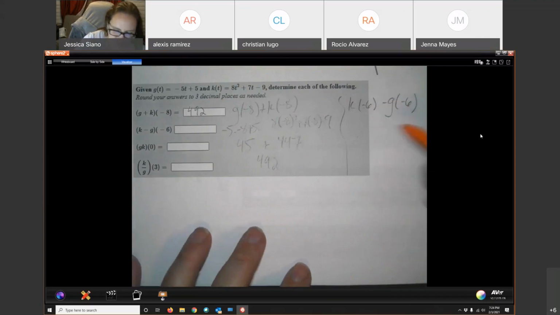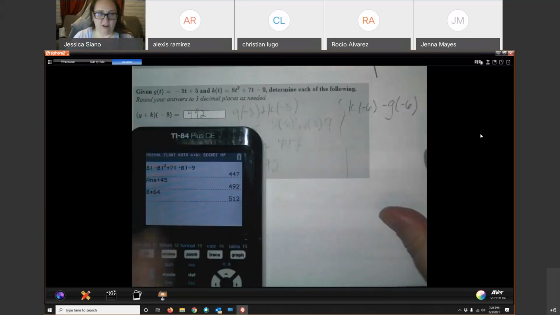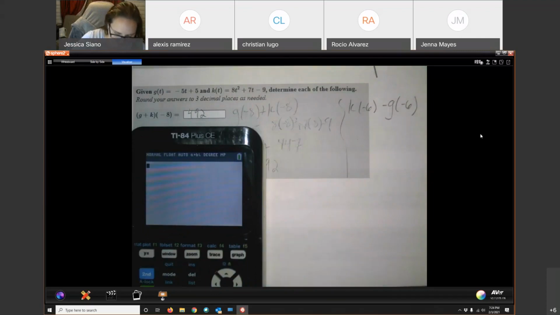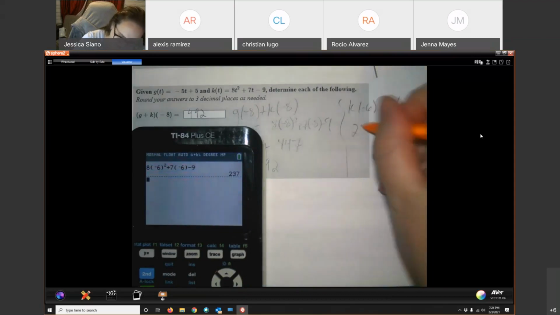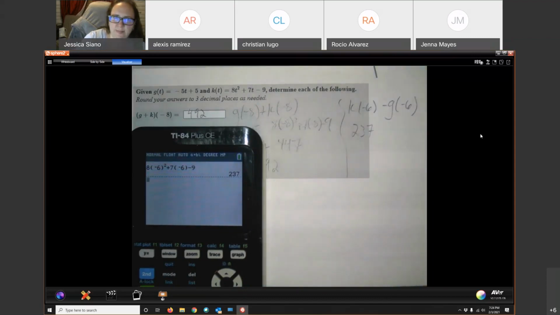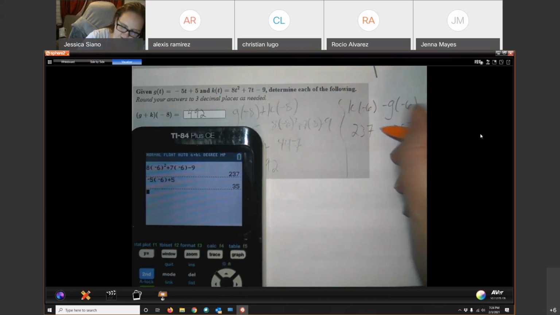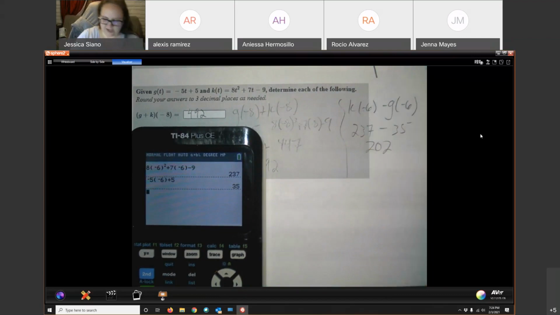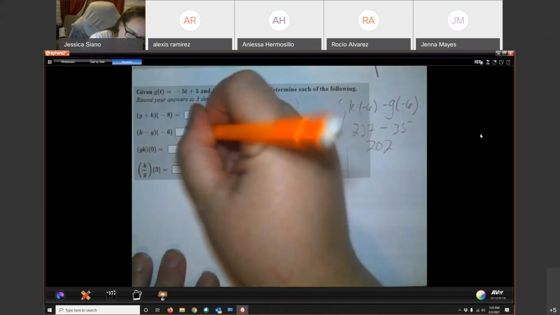First I need to figure out what k of negative 6 is, so I'm not going to write that all out again. I'm just going to go, okay, 8 times negative 6 squared plus 7 times negative 6 minus 9, 237. And then g of negative 6, negative 5 times negative 6 plus 5, that's 35. And this time I was subtracting. So 237 minus 35 will be 202.